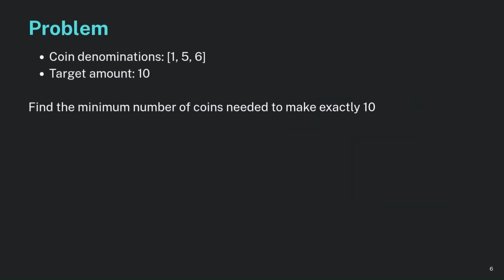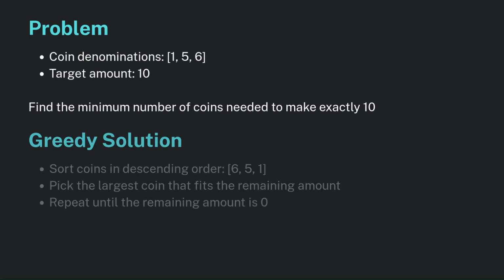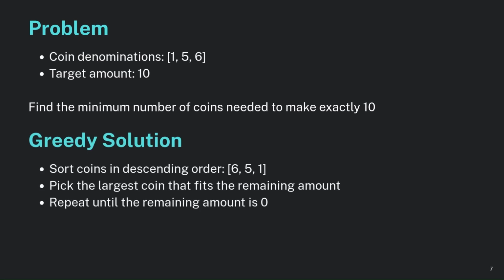Let's try to see why the greedy solution does not work for this problem. Let's say we have the following coin denominations, 1, 5, and 6, and the target amount we want to reach is 10. Our goal is to find the minimum number of coins needed to make exactly 10. The greedy solution starts with sorting the coins in descending order. Then it states that we need to pick the largest coin that fits the remaining amount. And we will repeat it until the remaining amount is 0.